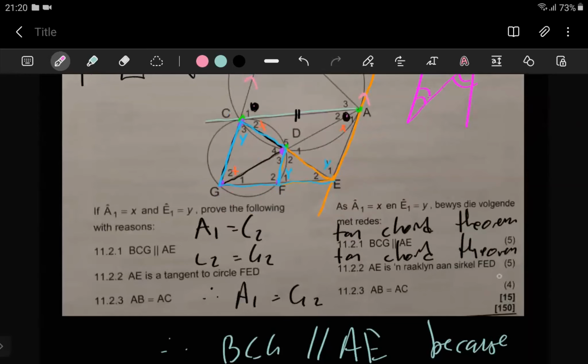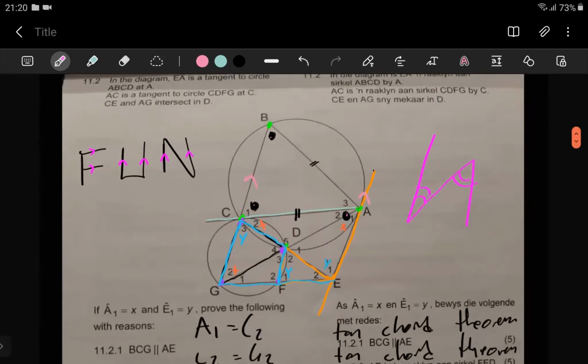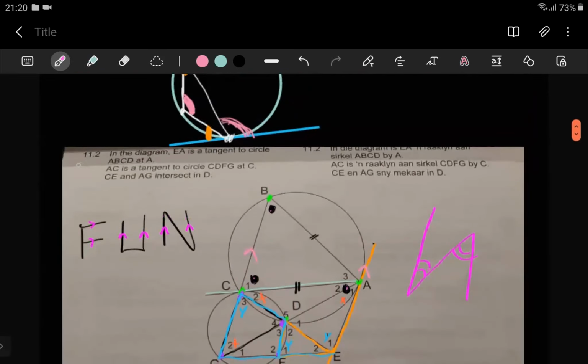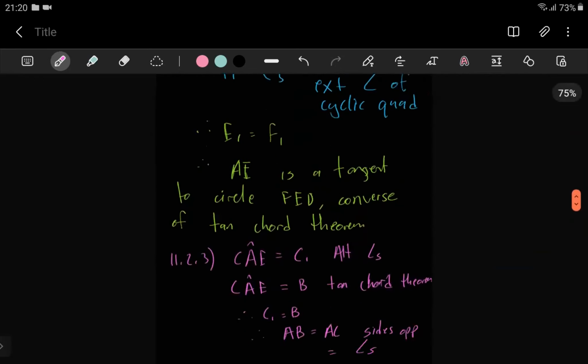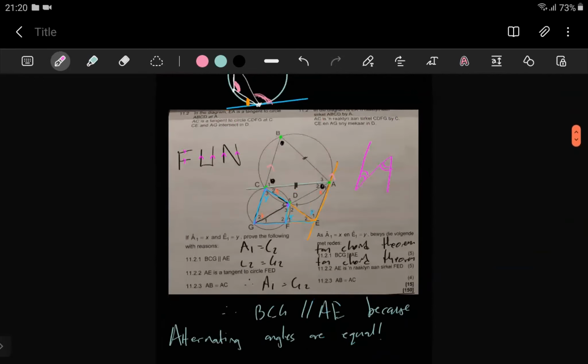Wait, how is this 4 plus 4 plus 5, 15 now? Oh, maybe that was 11.2. Okay, fine. So yeah, that's how you do these questions here. All nice and dandy without struggling.